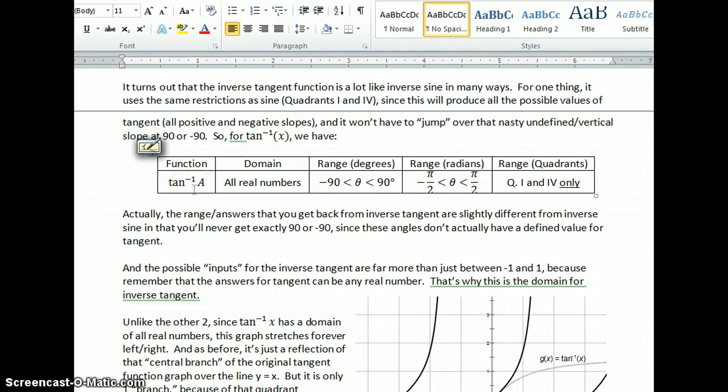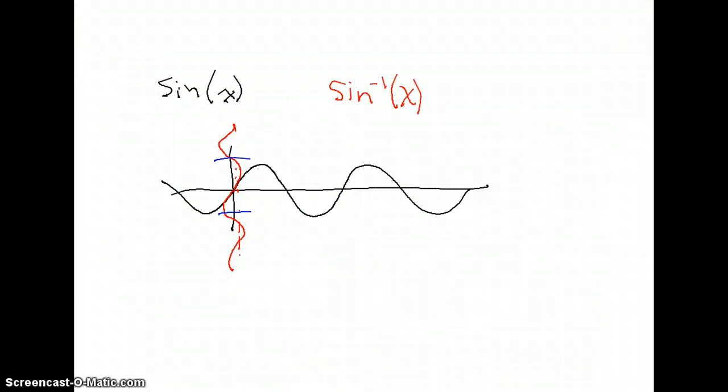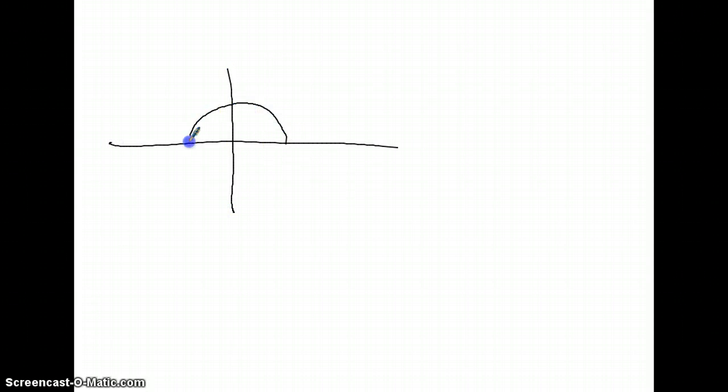Tangent was a little different in that, if you see the graph down here, remember this black graph of tangent, tangent can turn out to be anything. The answers for tangent are not going to just be between -1 and +1. Remember, tangent is the slope in coordinate trigonometry. So you've got your unit circle here, and you're trying to find the tangent of some angle. Well, the tangent is the slope of that thing, and the slope could easily be bigger than 1. Remember, it's 1 if we're talking about, say, 45 degrees.